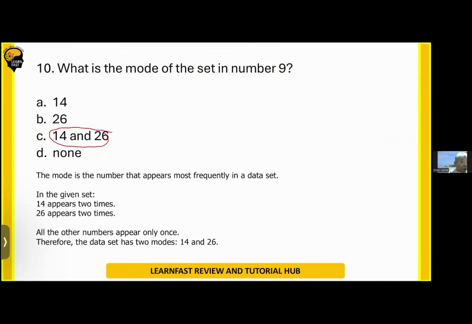So the mode is the number that appears most frequently in a data set. So in the given set, 14 appears twice, 26 appears twice also, okay? And all the other numbers appear only once. Therefore, we conclude that the data set has two modes consisting of 14 and 26, okay?